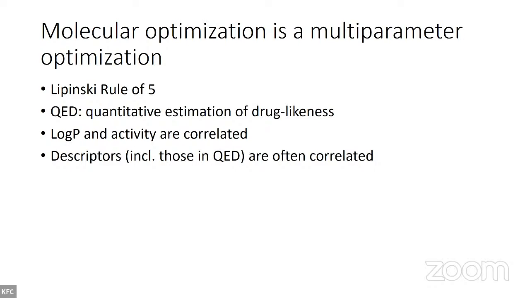Yeah, and in general, many of these descriptors are really correlated. So for example, if you have random chemical matter, the molecular weight is going to be correlated with the amount of rings. It's going to be correlated with the amount of heteroatoms, and therefore with the amount of hydrogen bond donors and acceptors.